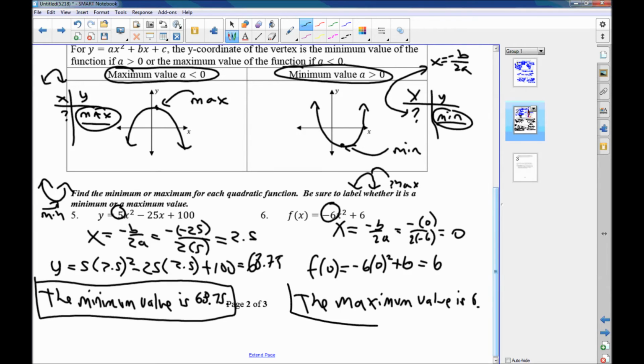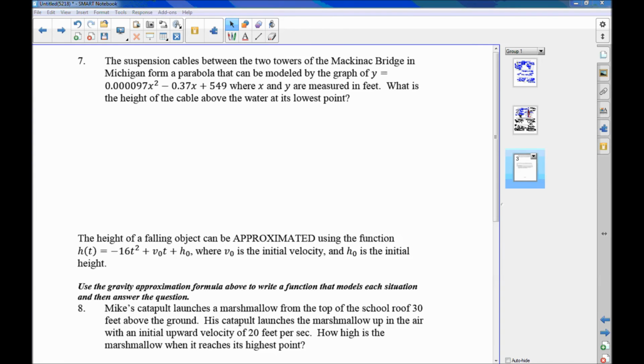All right, let's flip this over and see what's on the other side. Okay, on the back we have 2 word problems. Number 7 says the suspension cables between 2 towers of the Mackinac Bridge in Michigan form a parabola that can be modeled by this function. So let's draw a picture of what this looks like. So here's 2 towers above the water.